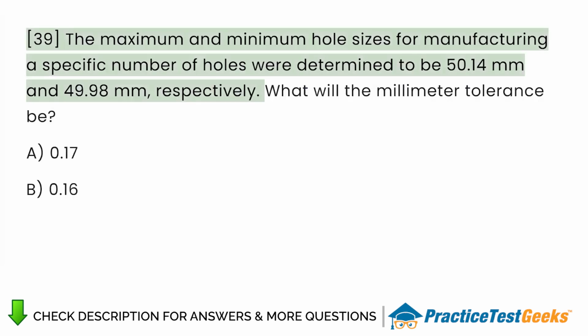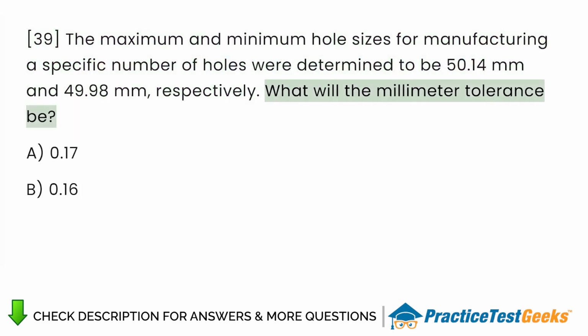The maximum and minimum hole sizes for manufacturing a specific number of holes were determined to be 50.14 mm and 49.98 mm, respectively. What will the millimeter tolerance be? A. 0.17. B. 0.16.